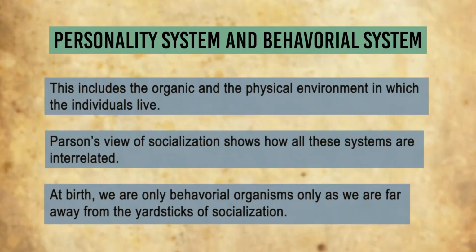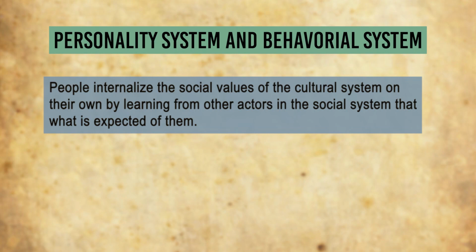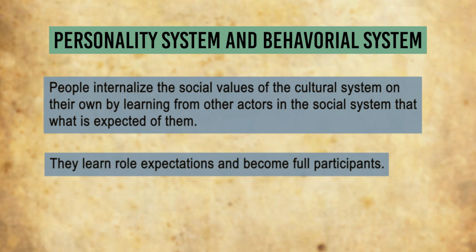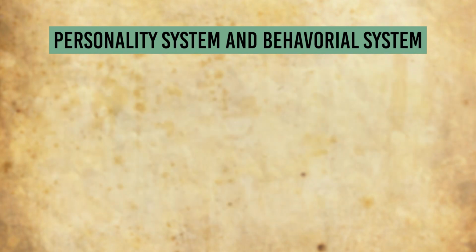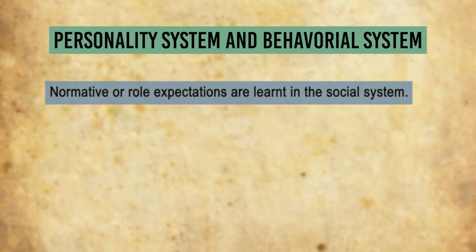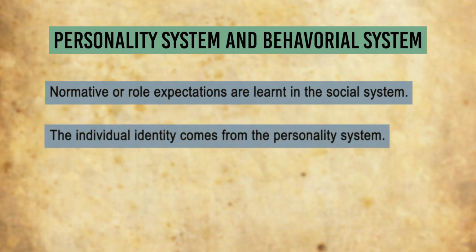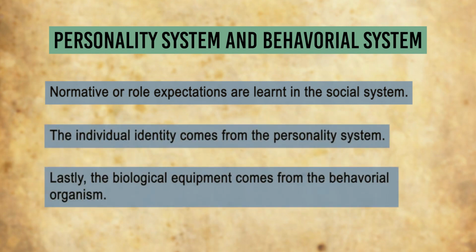People at birth are not only behavioral organisms, but as they grow up, they move into the path of socialization. People internalize the social values of the cultural system by learning from others, and especially the other actors in the social system, what is expected of them. They learn the role expectations and become full participants. Thus, values come from the cultural system itself. Normative or role expectations are learnt in the social system. The individual identity comes from the personality system. Lastly, the biological equipment comes from the biological organism.